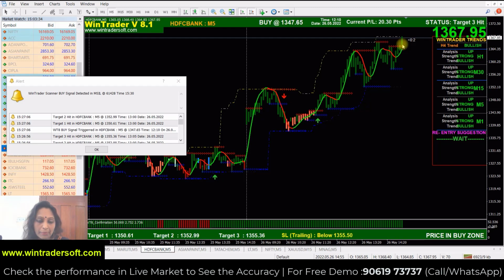You can use it for scalping, intraday trading, and long-term and short-term position trading. Our software supports all types of trading. And as I told you, first you have to wait for the arrow to come. As per the arrow, you have to check the confirmation.